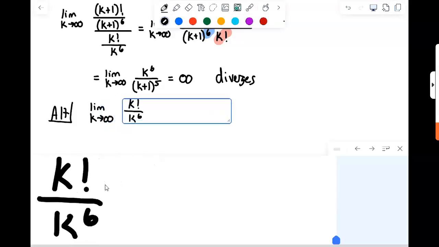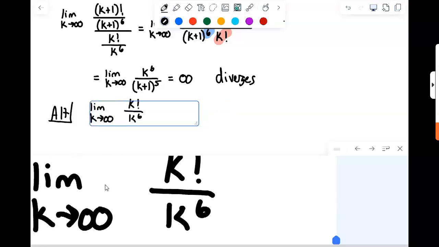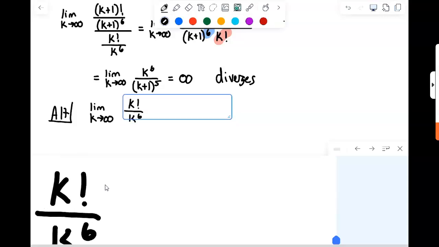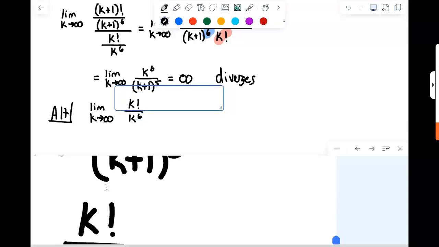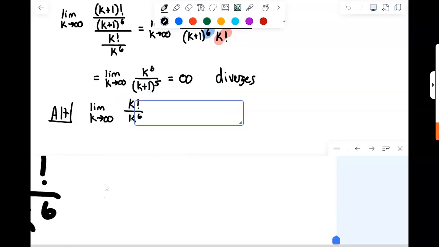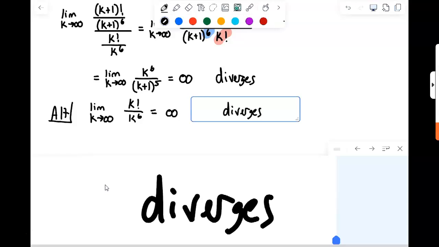But once we get beyond k equals 6, this k factorial is going to start dominating stuff like crazy. That's going to become a bigger and bigger degree polynomial. So of course, that's going to outperform something like k to the 6th. And so this is going to go to infinity. So therefore, it also diverges. The alternating series also diverges.